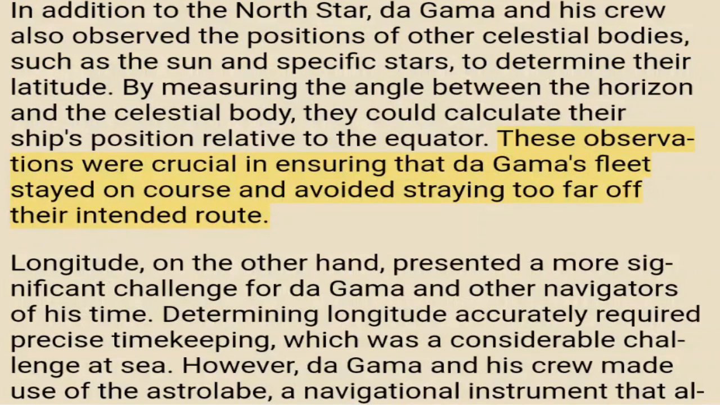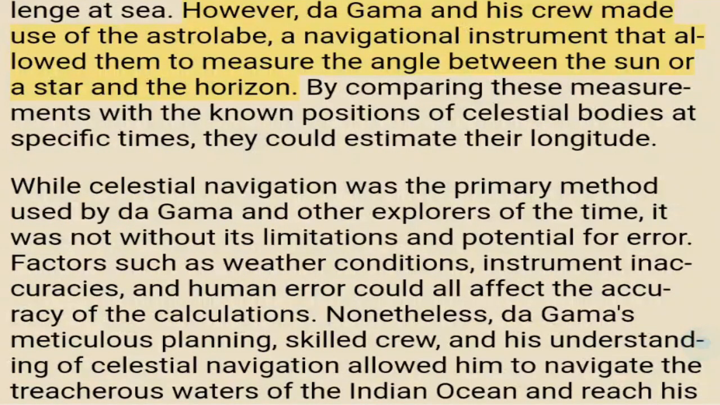Longitude, on the other hand, presented a more significant challenge for Da Gama and other navigators of his time. Determining longitude accurately required precise timekeeping, which was a considerable challenge at sea. However, Da Gama and his crew made use of the astrolabe, a navigational instrument that allowed them to measure the angle between the sun or a star and the horizon. By comparing these measurements with the known positions of celestial bodies at specific times, they could estimate their longitude.